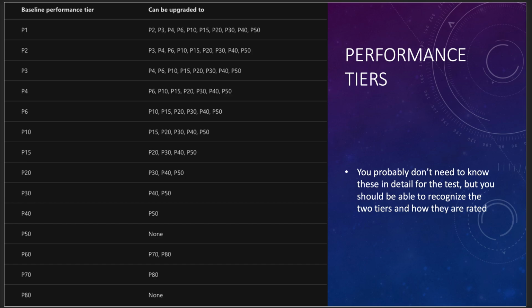One of the things that they talk about on these performance tiers is you probably don't need to know the detail on this. You just need to know some of the minimums and maximums. So baseline performance P1 through P50 can basically be upgraded from where they're at to P50. P50 is basically the upper limit for P1 through P40 and P50. If you need to get higher input output reads and writes, you have to start at P60 and you can only go to P80, right?